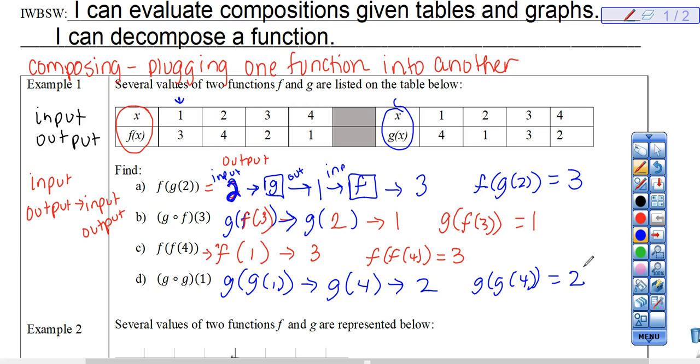So what did you get for C? The f of 4 was 3, right? Because you plugged in 4 for x, you got 1 out. Then you plugged in 1 for x, you got 3 out. And then the g of 1, writing it in its other notation: I went in 1, got out 4, went in 4, got out 2.